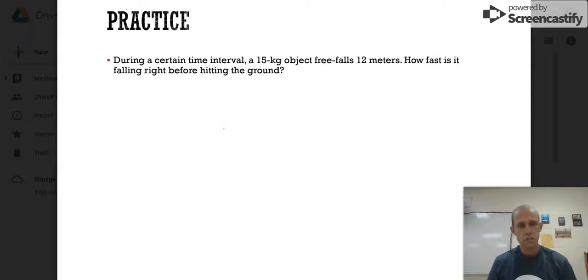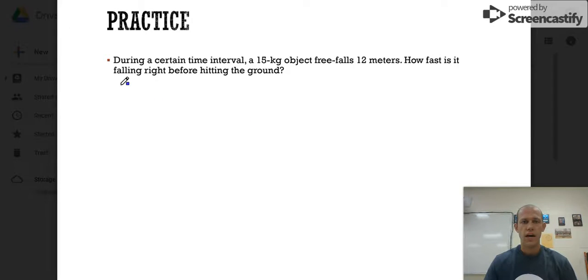This is a very interesting problem because it can be solved in two ways. One way with energy and one way with kinematics. So let's look at the energy way since we've been focusing on that first. Energy is always going to be conserved. The mechanical energy before will equal the mechanical energy afterwards.